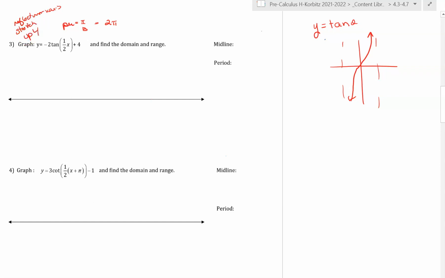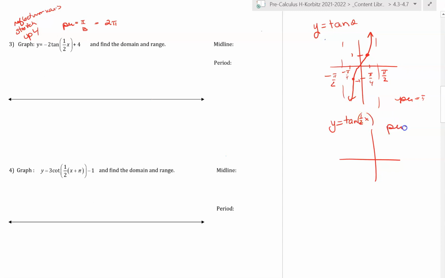Let's talk about the stretch first. Typically this graph of tangent has a period of pi. At pi over 4, or 45 degrees, you would have a y value of 1, and at negative pi over 4, or negative 45 degrees, you would have a y value of negative 1. But now with this vertical stretch, that would be a 2 and a negative 2. So let's think about our y equals tangent of 1/2 x.